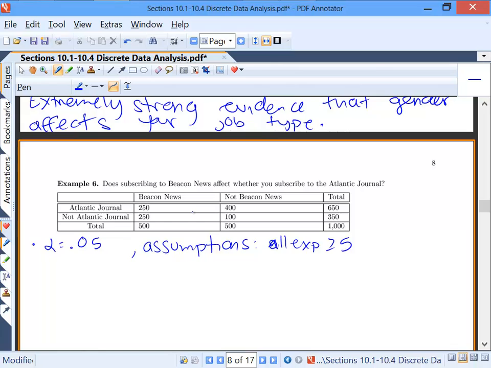Notice here that I didn't give you two different tables because I found for myself when I'm doing this test that it makes it easier if I just write the expected values inside each cell, and then it makes it really easy to keep track of which numbers go together. So let's find all of the expected numbers first. For Beacon News and Atlantic Journal, what do I need to type into my calculator?